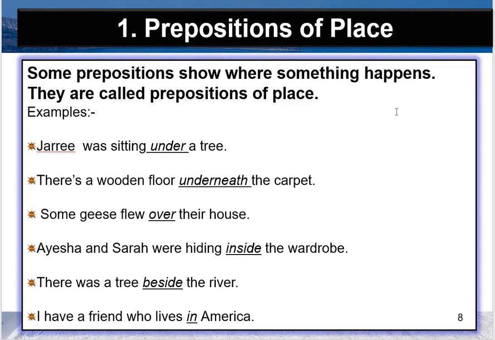First is preposition of place. Some prepositions show where something happens. They are called preposition of place. Jerry was sitting under a tree. Under is preposition of place. There is a wooden floor underneath the carpet. Underneath is preposition of place. Some geese flew over their house. Over is preposition of place.